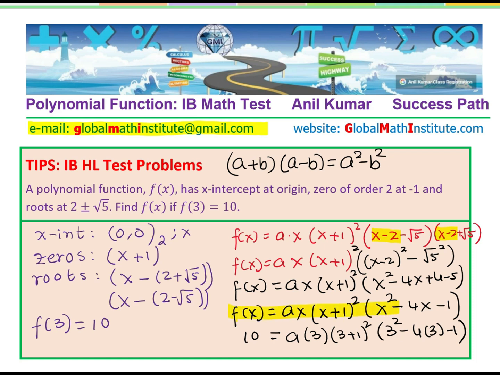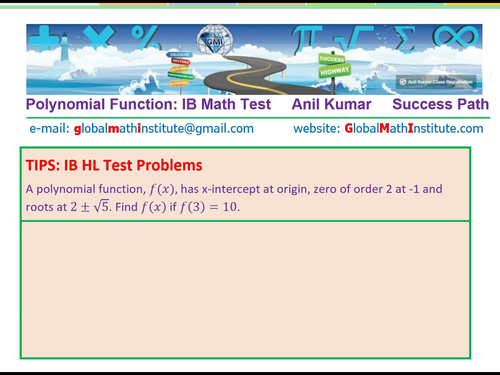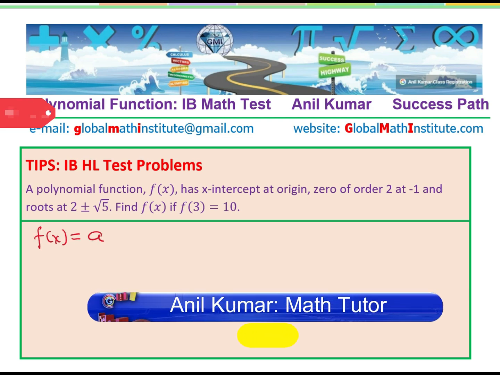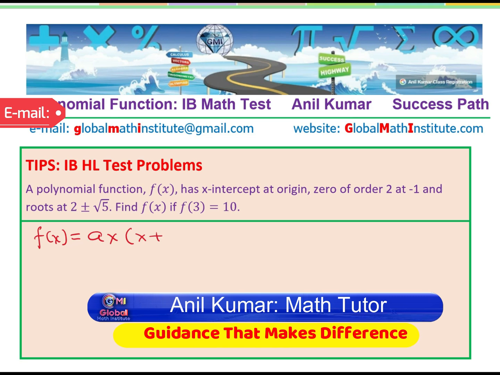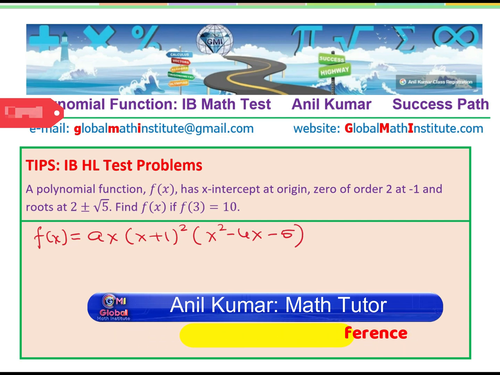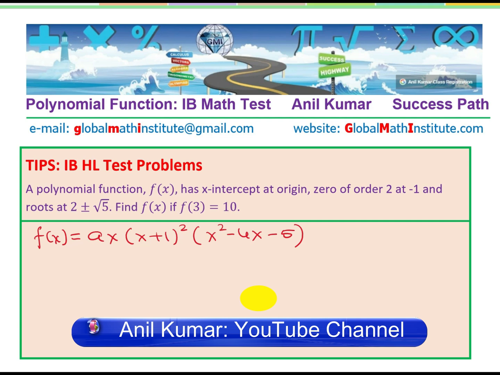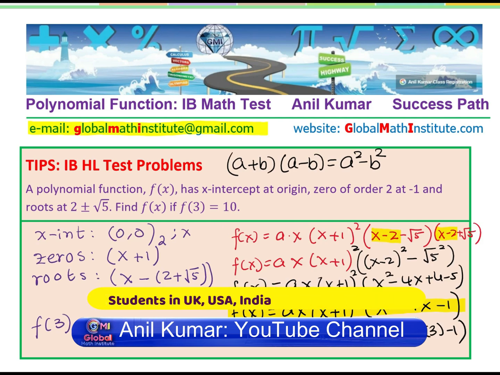So I will actually begin from the equation we just got, which is f of x is ax times (x plus 1) whole square, and the other factor being x square minus 4x minus 1. So we get our function f of x as equal to ax times (x plus 1) whole square times (x square minus 4x minus 1), correct? So let me check this. Did we get it right? Perfect. Yes, it is, right?